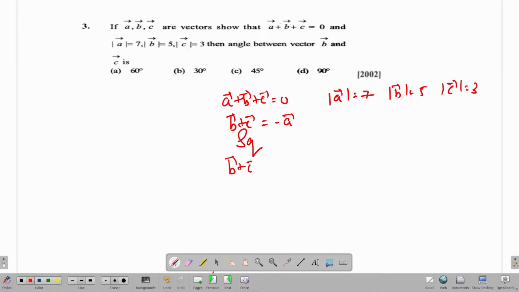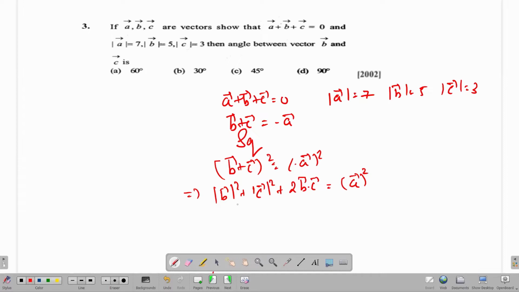So what we get here? This is mod B whole square plus mod C whole square plus 2 B dot C is equal to, so this is 5 square, as mod B is equal to 5. Mod C is 3, therefore this is 3 square, that is 9. And as we know, dot product is mod B, mod C, cos of theta, and A square is here 7 square.